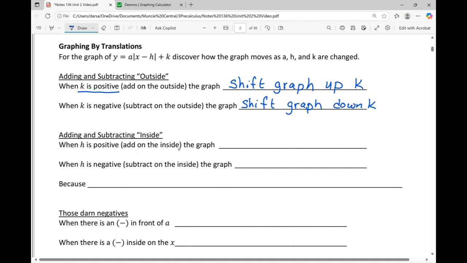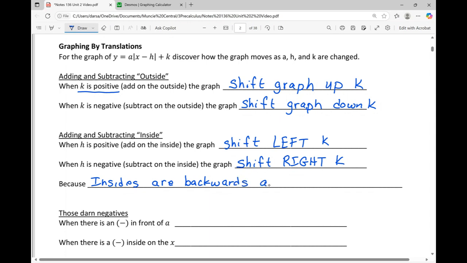When h is positive, when we add on the inside, the graph is going to shift left. Okay. And when h is negative, when we subtract on the inside, the graph is going to shift right by h. And why is this? Because insides are backwards and stupid. That's the Mrs. Hoffman way of saying it.